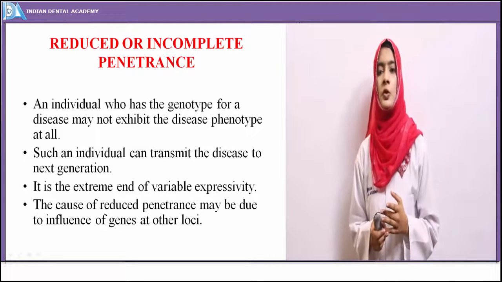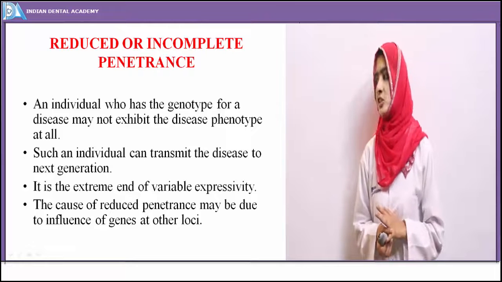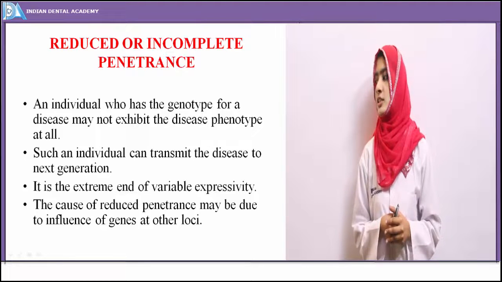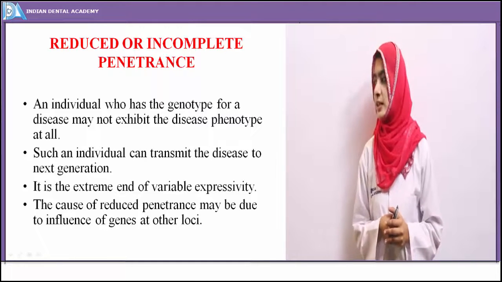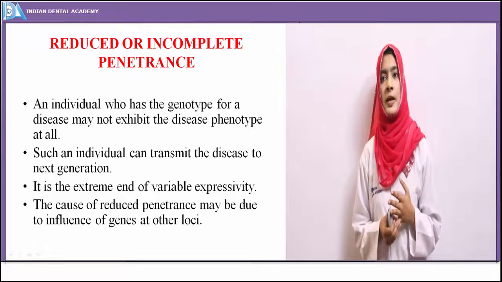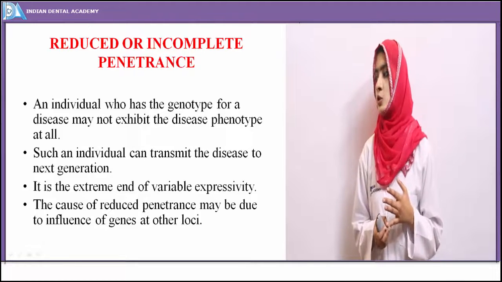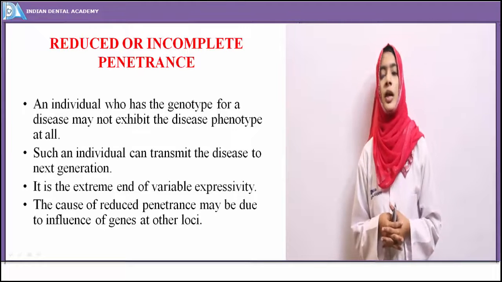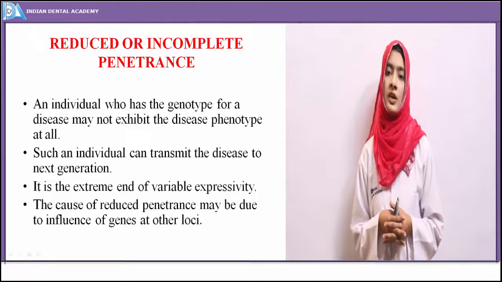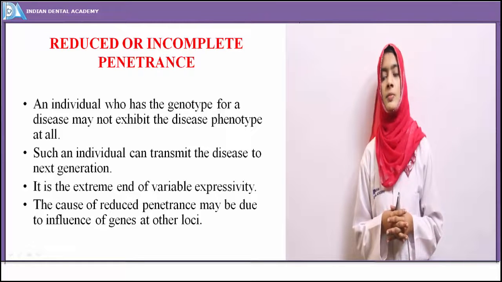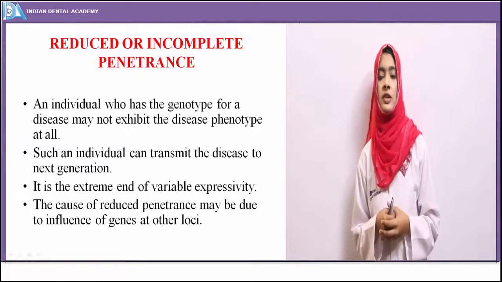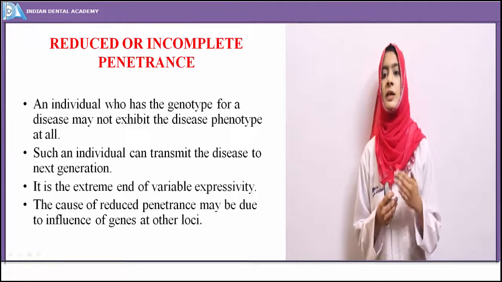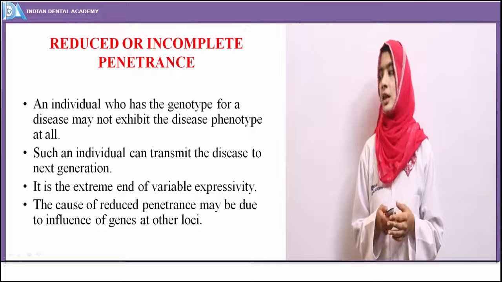It is an example of reduced or incomplete penetrance of the disease. It is an extreme end of variable expressivity. The cause of reduced penetrance may be the influence of genes or the interactions of genes at the loci. Sometimes multifactorial inheritance may be present, because a number of genes occur at different loci, and interaction of these genes at different alleles may lead to multifactorial inheritance.